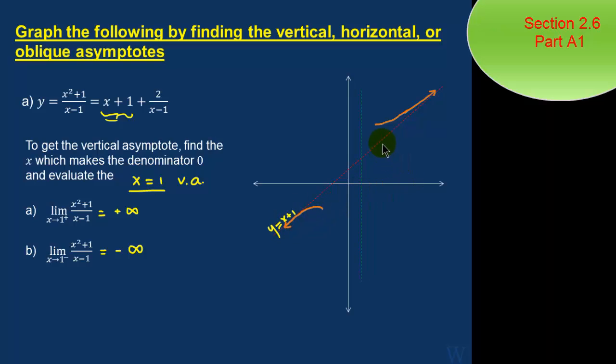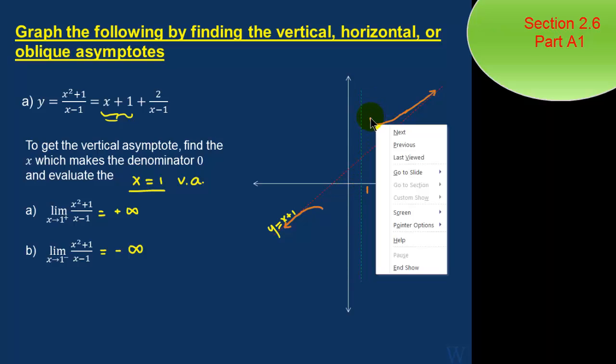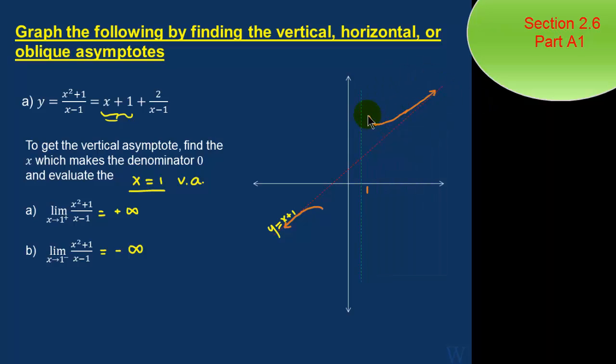And then, as x approaches 1 coming from the right, and you see that the limit is plus infinity, I know to draw the graph here. As x approaches 1 coming from the right, you see how it goes to plus infinity, and as x approaches 1 coming from the left, this goes to minus infinity right there. Okay?